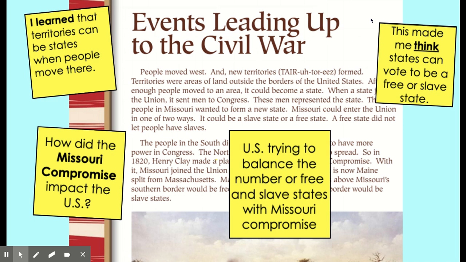Readers, did you see how I stop, think, and jot throughout the text? And even how I used my jots to help me think about what this text is mostly about? What is this section mostly about? This helped me understand what the author wants me to know as a reader to really understand what's happening. Well, now it's your turn.